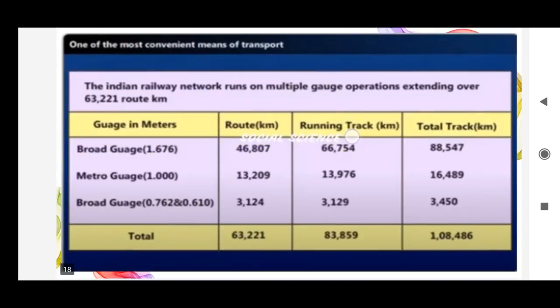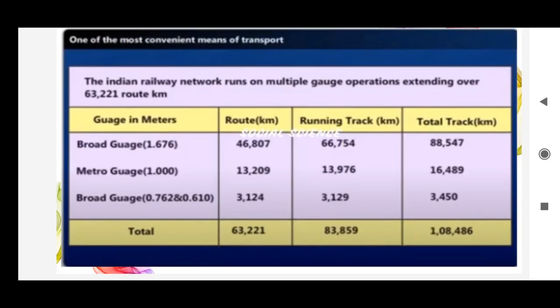Now students, let's have a look at the table to know the Indian Railway network running on multiple gauge operations, extended over 66,687 kilometers of route. For example, Indian Railways consists of three types of gauges, children: the broad gauge, meter gauge, and narrow gauge. Their route and running tracks are also given in detail here. So see it clearly and understand.